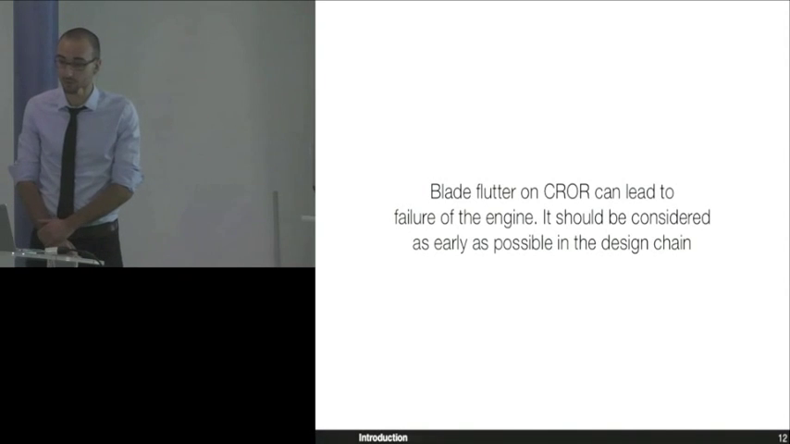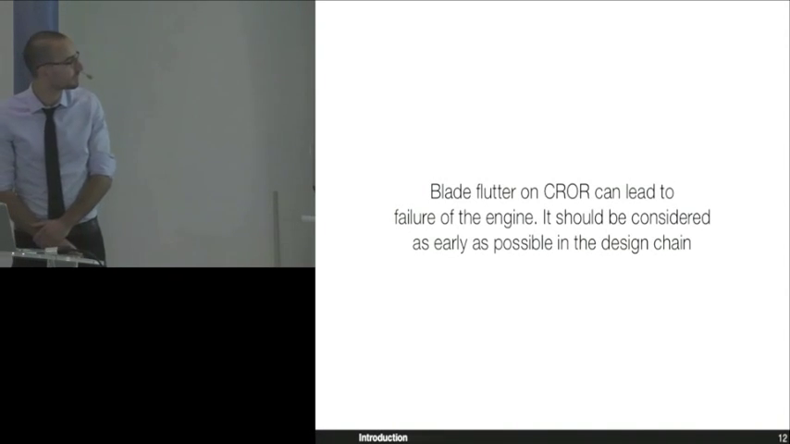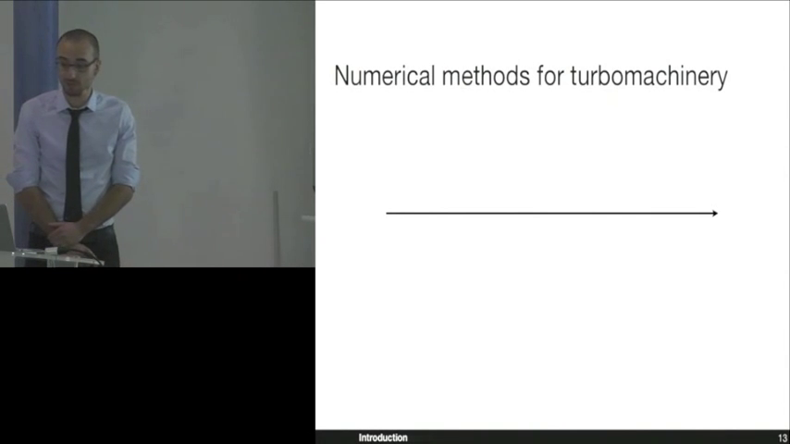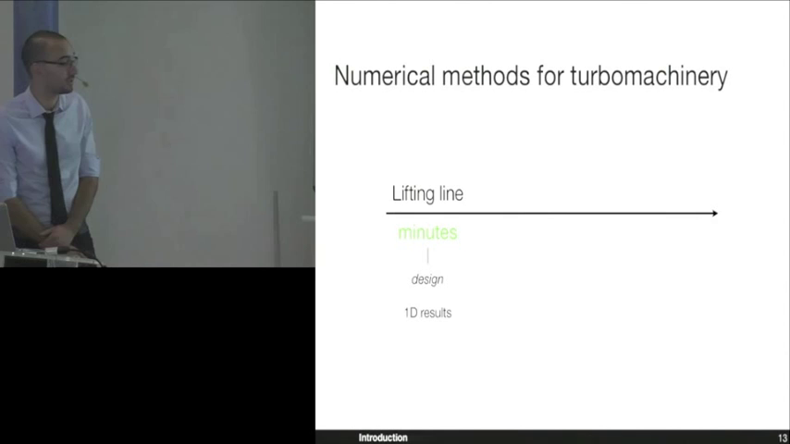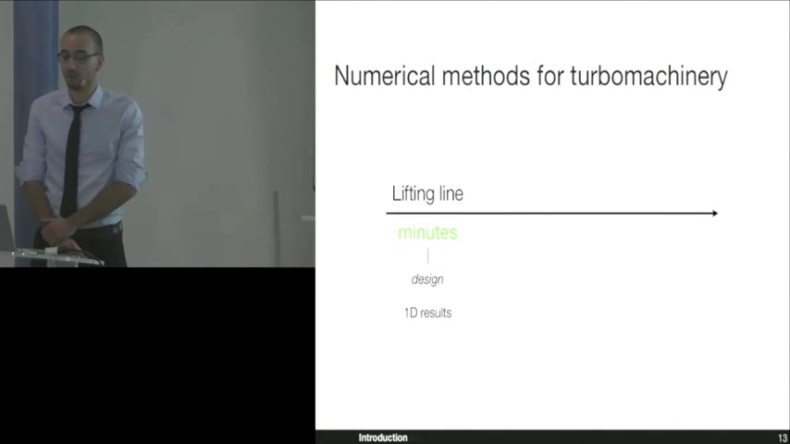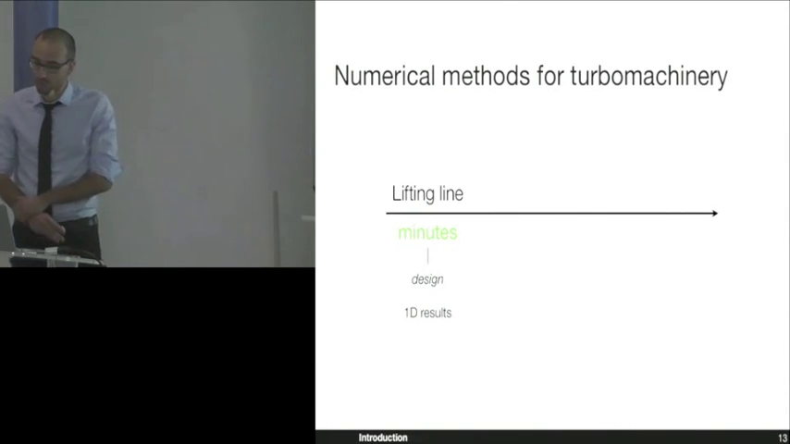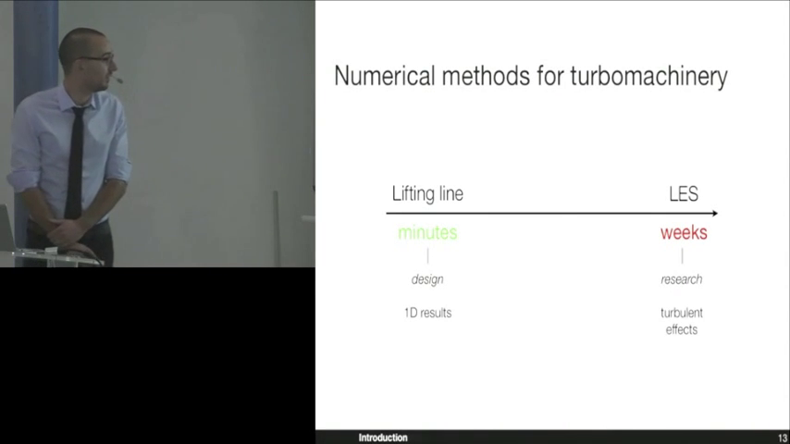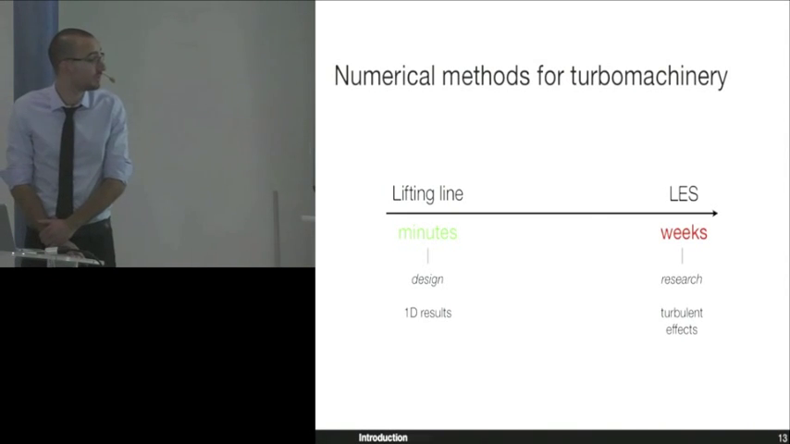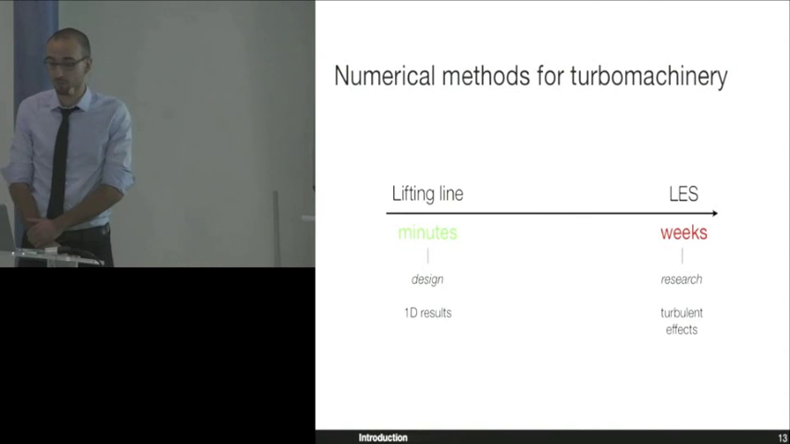And to do so, we use numerical simulation. The numerical methods available for turbomachinery range from the lifting line method, which is a simple method as it can be computed within minutes, and is mostly used for design purposes as it gives 1D results. On the extreme right-hand side of the figure, you can see that there is also the large eddy simulation, which can be computed in weeks, but is mostly restricted to research purposes, as it is too long to compute.